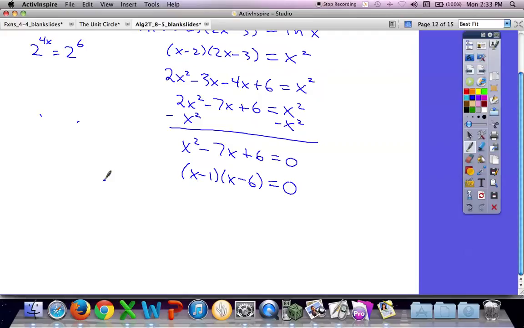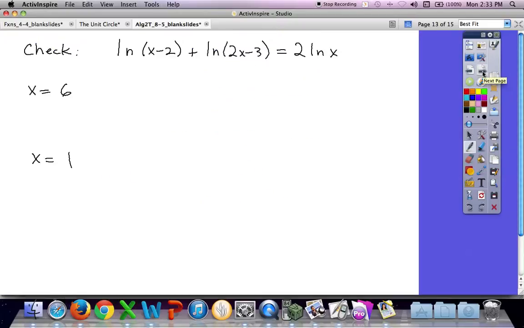And then, because of the zero product property, we know if this product equals 0, then either this factor equals 0 or this factor equals 0. What value of x makes the first factor equal 0? 1, and the second factor, 6. So x equals 1 and 6. Okay, what's the next step? Check, right? So we're going to check now x equals 6 and x equals 1 in the original equation.